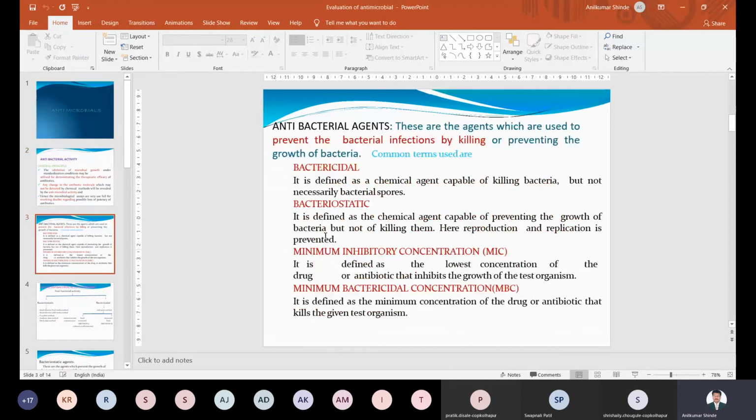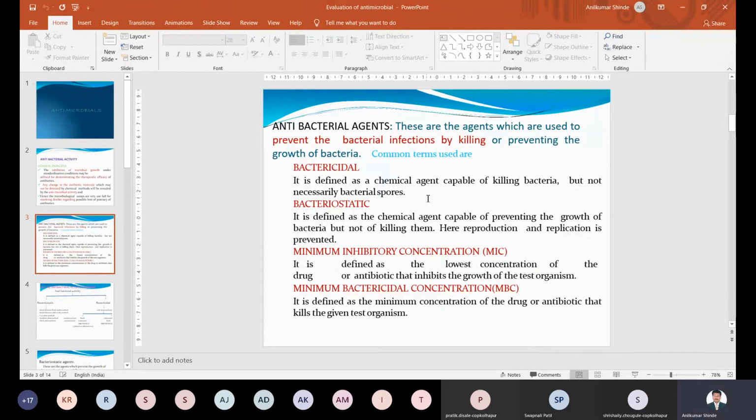Then, these are antibacterial agents which are used to prevent bacterial infection by killing or preventing the growth of organisms. Right? Preventing growth of bacteria as well as killing the microorganisms. So these are the different terms we can use.